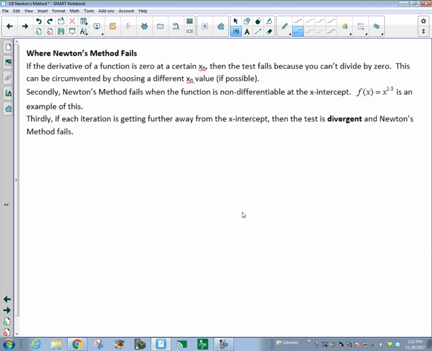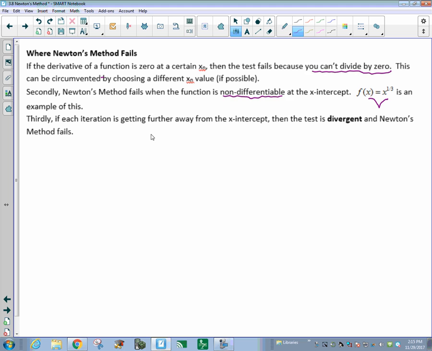All right. So then the last thing is, when does this fail? Well, if the derivative of the function is 0 at a certain x sub n, then the test will fail. You can't divide by 0. That would make sense. Secondly, it will also fail if it's non-differentiable, and that was the whole beginning thing, that it had to be differentiable. An example of a non-differentiable function gives you a shape like this. Basically, non-differentiable is a sharp point.